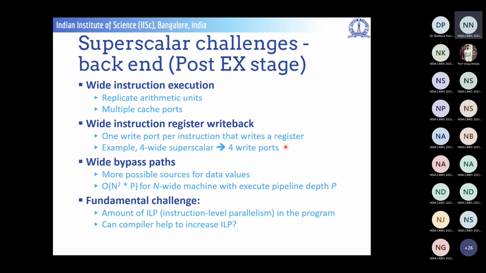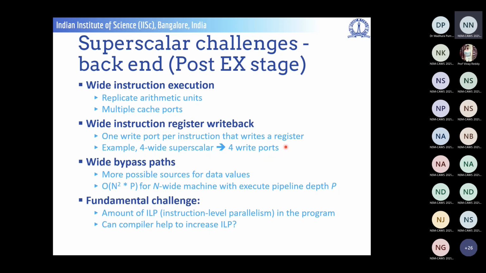Okay. So the challenges in the back end of the pipeline are the execution stage, memory stage, and write back stage. You have to have wider instruction execution, which means more and more ALUs and so on. You have to have wide register write back, because multiple instructions can finish and be in the write back stage at the same time, and all of them might want to write to the register file at the same time. The big challenge is the wide bypass paths, which we will look into in depth. It grows in the order of the square of the width of the superscalar.